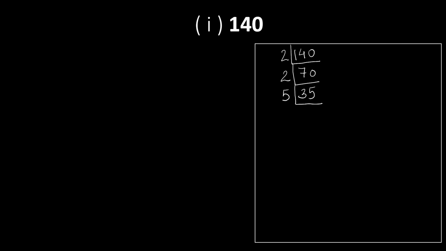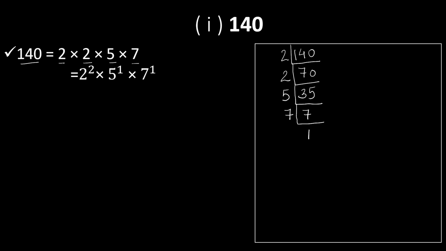Now, 5 sevens are 35. So, we can write down 7 as a quotient over here. And now, 7 is a prime factor. So, we will be dividing 7 with 7 in order to get 1 as a quotient. So, we will be writing now 140 as a product of its prime factors. 140 is equal to 2 into 2 into 5 into 7. Now, this can be further written as 2 raised to 2 into 5 raised to 1 into 7 raised to 1.